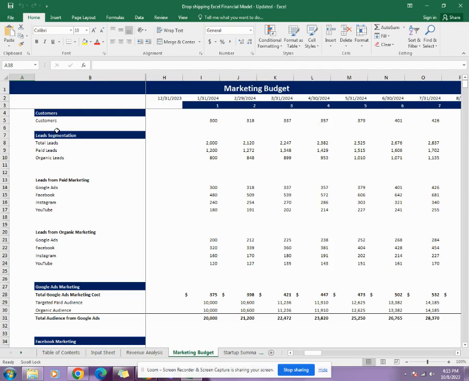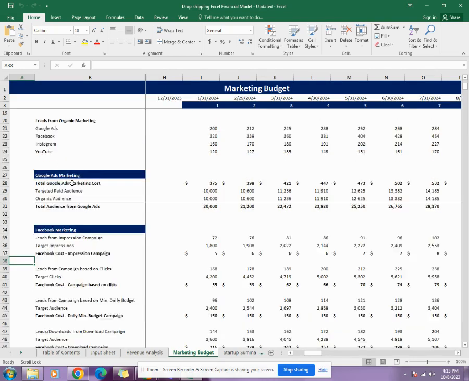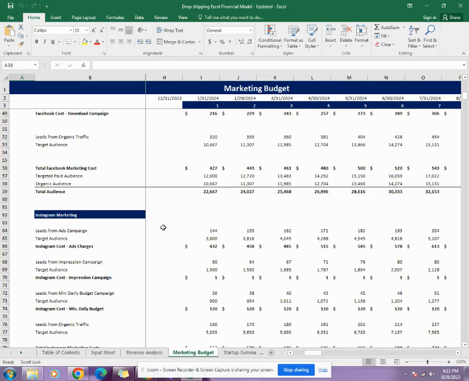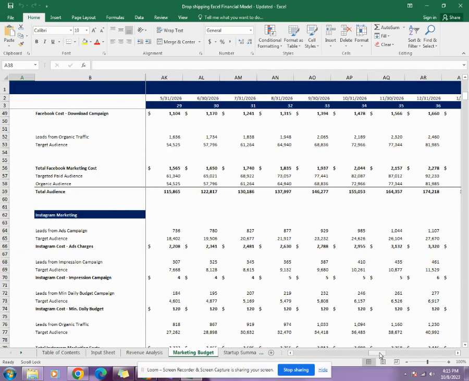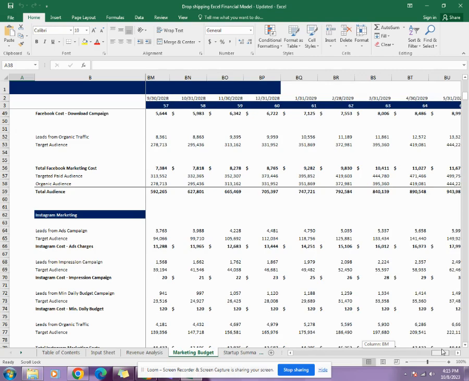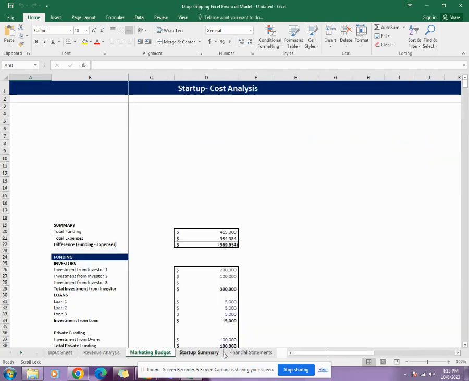The marketing budget, as you can see over here, gives you the overall cost for the business in the coming months from the digital marketing expenses. Then comes the startup summary.